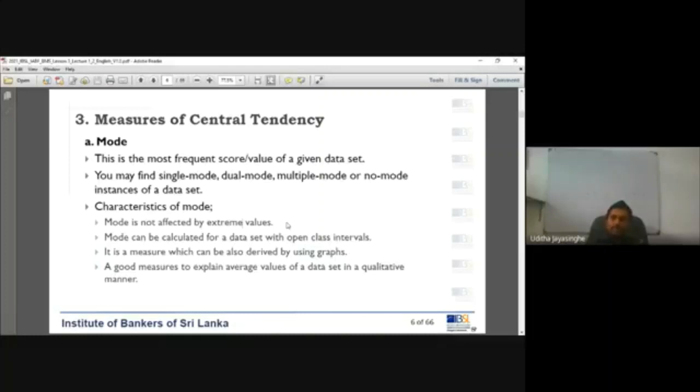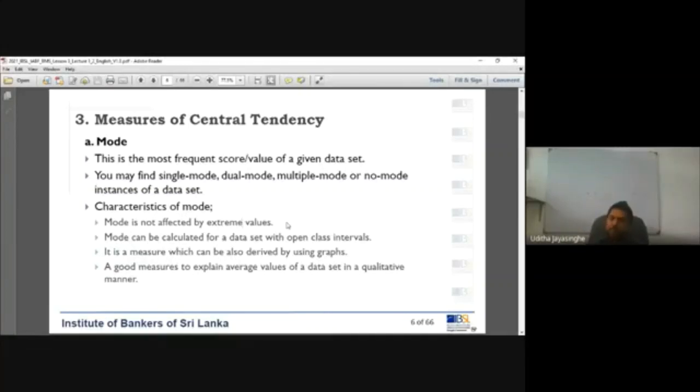In our case, as long as you have a couple of classes, say the third, second or fourth class, that has the maximum frequency compared to the other intervals, you can omit the open class intervals and say, okay, class number 4 is the mode class. So that's the instance where you have grouped data. Point number 3: it is a measure which can also be derived using graphs. Pretty easy. You plot them in a bar chart, and visually you can quickly identify what the mode is going to be. Last point.